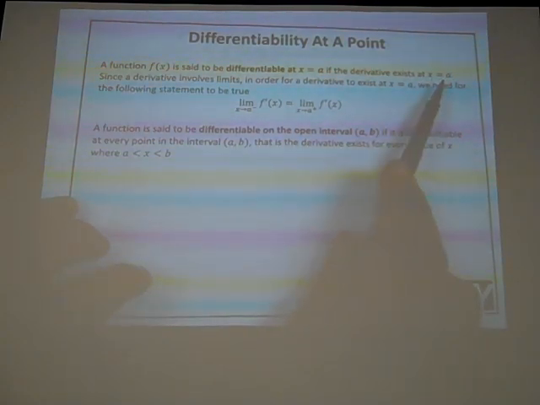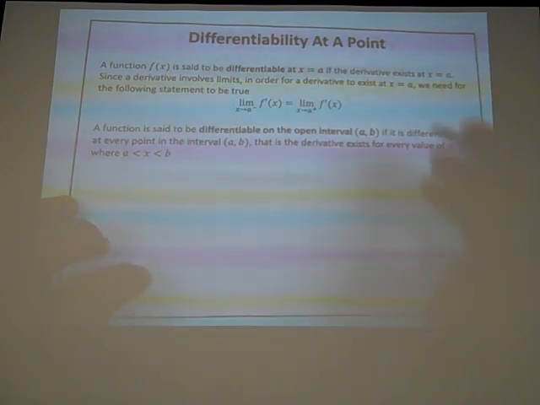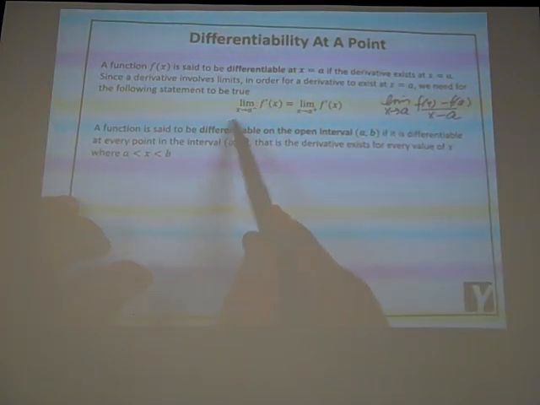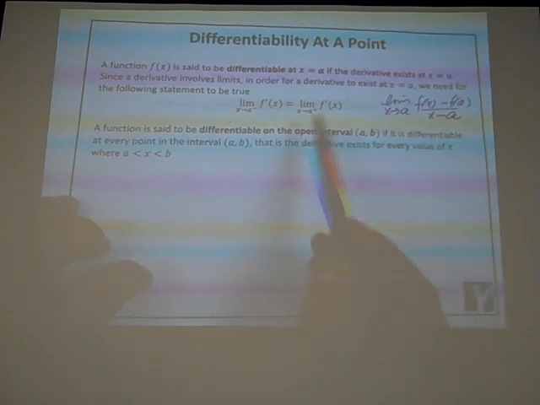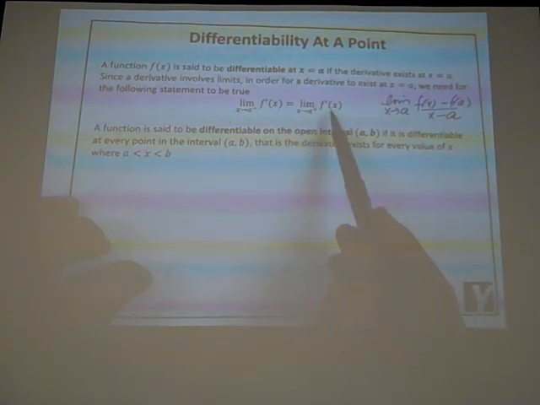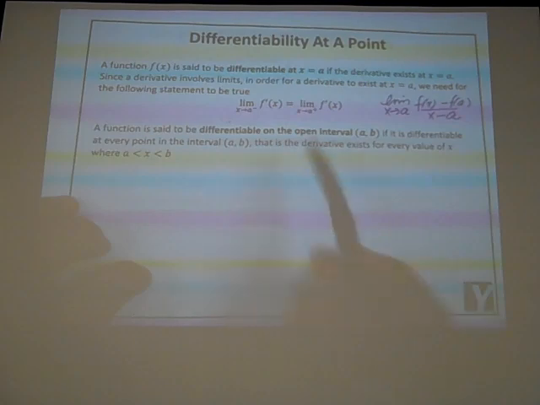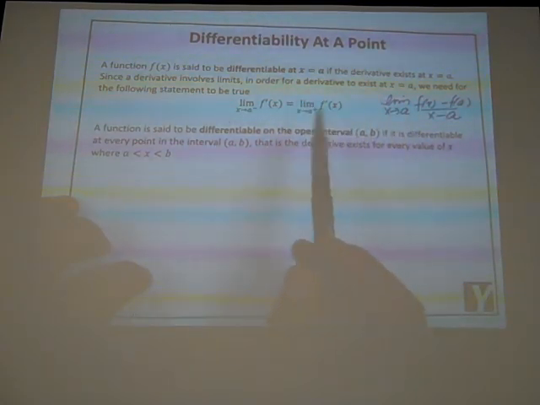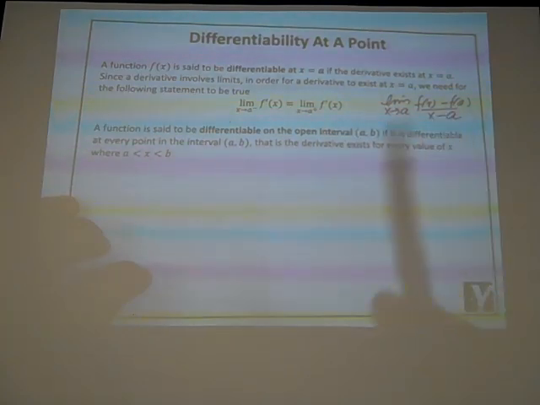The derivative exists. But since a derivative involves limits, as we've seen, if I want to find the derivative, the limit as x approaches a, we do f of x minus f of a over x minus a. If this exists, what we're really saying is that the limit as x approaches a from the left and the limit as x approaches a from the right of the derivative, they have to be the same. If they are not equal, then the derivative doesn't exist, which means the function is not differentiable.